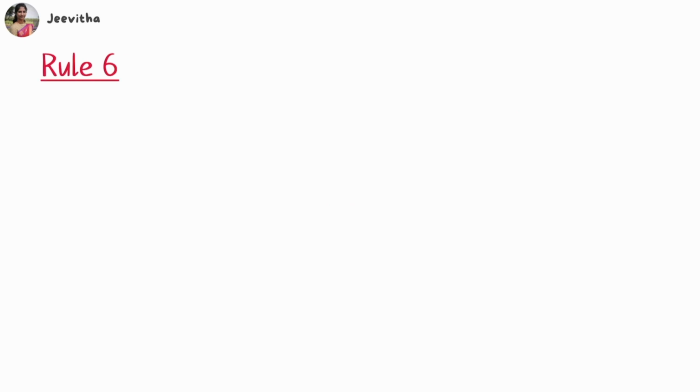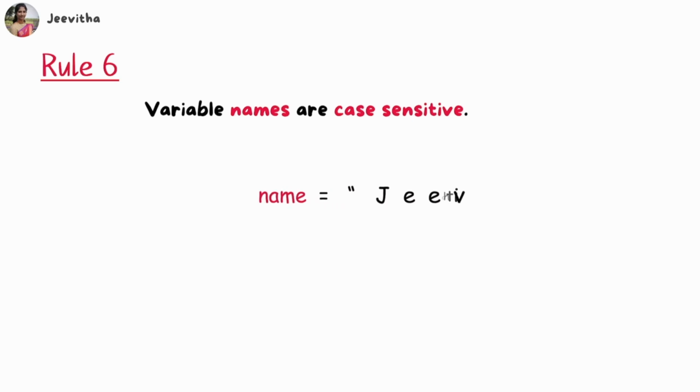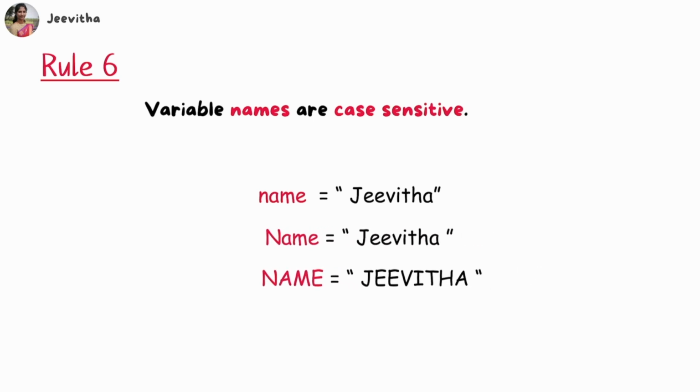And the final rule, rule 6, basically tells us that variable names are case sensitive. So you know what case sensitive is, right? Lowercase is completely different from uppercase. They're not the same. So we have three things here. My variable name first name is in lowercase. Second one, only the first letter is in capital. And in the third case, everything is in capital letters. So all these three variables are different. So that's case sensitivity. So these are the 6 rules that you have to follow while defining variables.